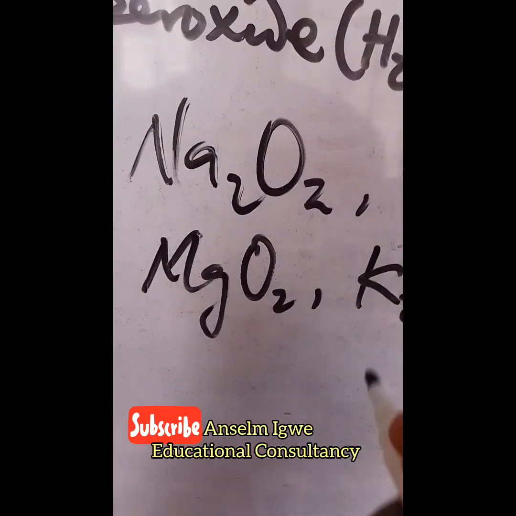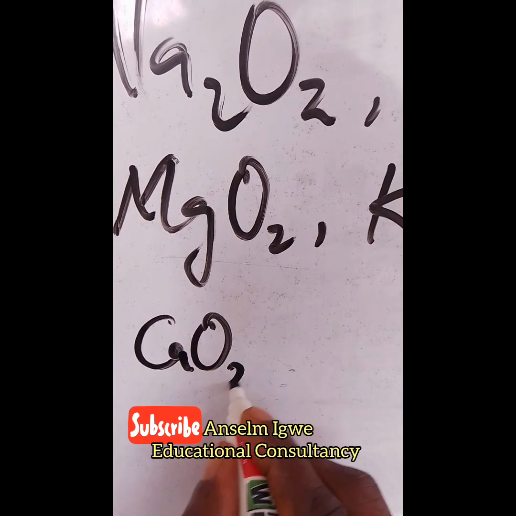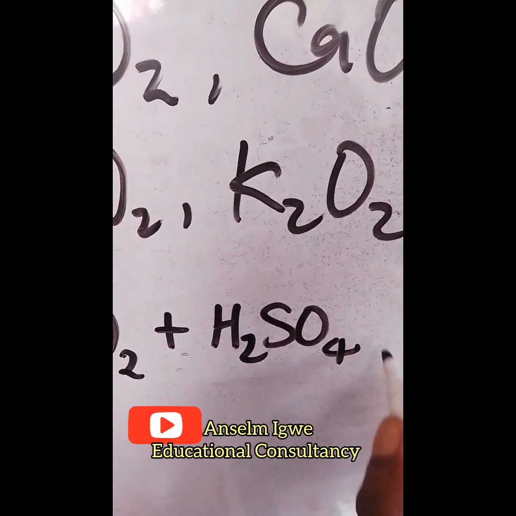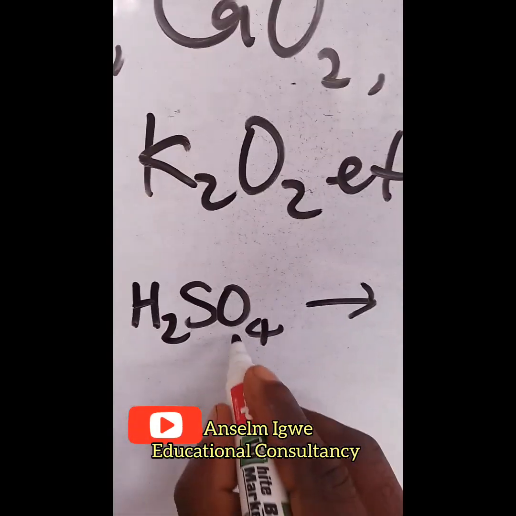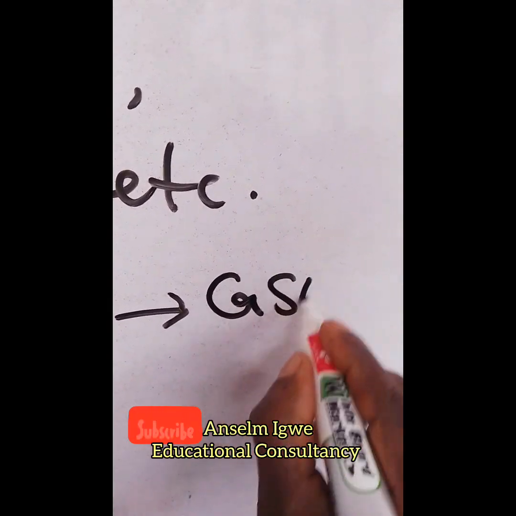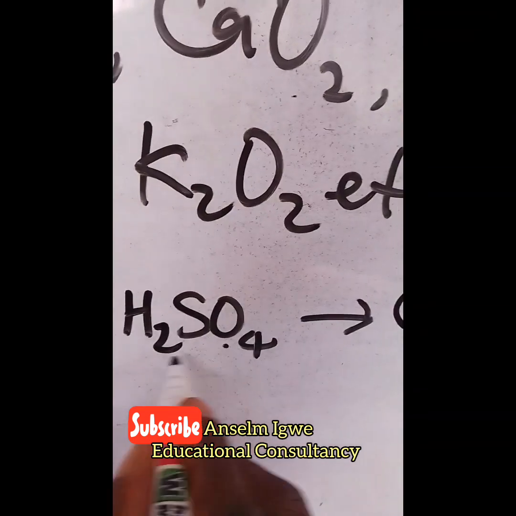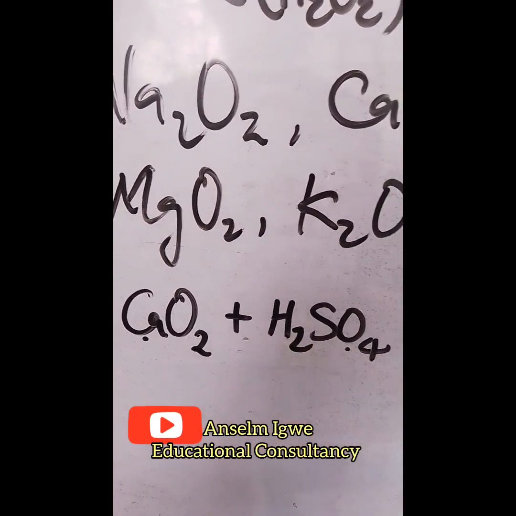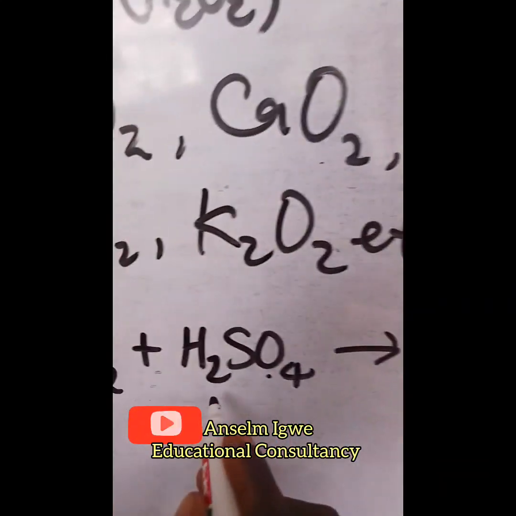When calcium peroxide reacts with acid, let's say H2SO4, it will yield calcium sulfate plus hydrogen peroxide. That is why calcium peroxide is a peroxide. It yields hydrogen peroxide when it reacts with dilute acid.